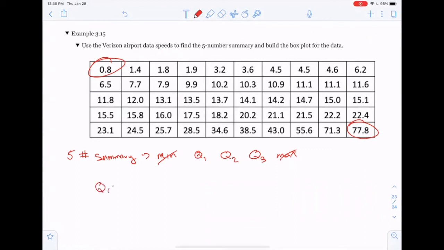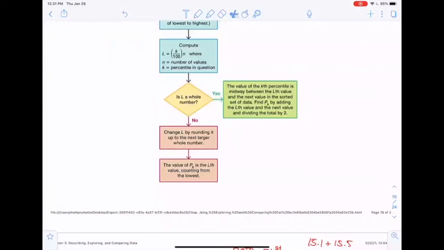To find Q1, right, we said that's the same thing as finding the 25th percentile. Again, to find the 25th percentile, I have to use this formula that we had: the location of that percentile value is k divided by 100 times n. In this case, this is 25 divided by 100 times 50, which is 12.5. Do we remember what to do if our location is a decimal? Remember, if it's not a whole number, we're going to change the value of L by rounding it up to the next whole number. And the value of my percentile is that Lth value, counting from the lowest number of our sorted data.